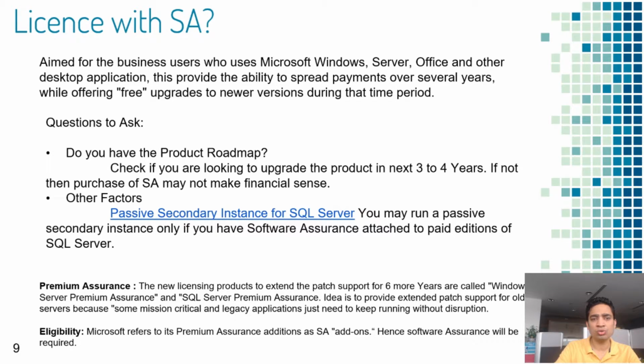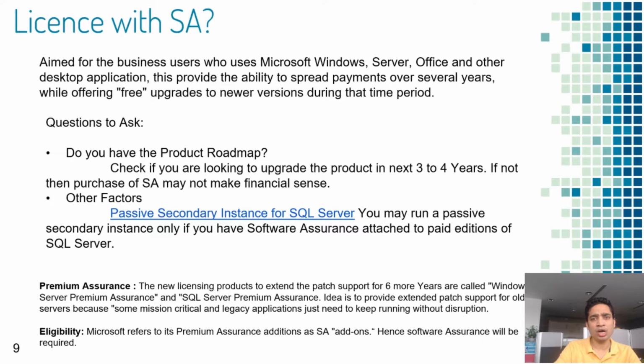Now the question is, do you have a product roadmap, or why do you need software assurance? If you are upgrading your server every 2 or 3 years, you are a technology oriented company, and as soon as a new product comes in, you move to the new version, then it makes sense for you to buy the software assurance, because purchasing those products as soon as they get launched can be quite a costly affair for your organization.